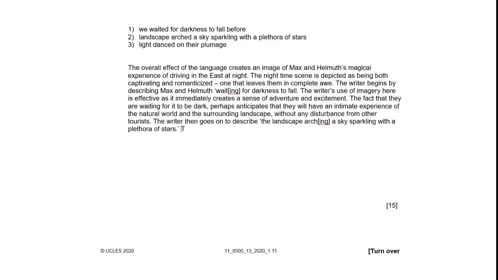And then we are going to zoom in again. The writer's use of imagery here is particularly striking. Why is it? It's striking because it creates, let's put particularly striking as it creates a grand image of the landscape being, let's put, spectacularly lit up by an abundance. So I'm not using the same word, plethora, by an abundance of stars. I'm going to develop it a little bit more.